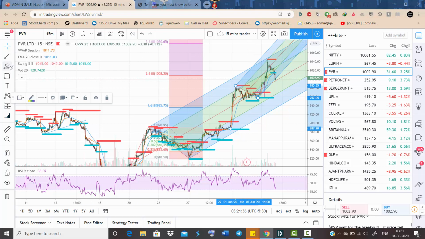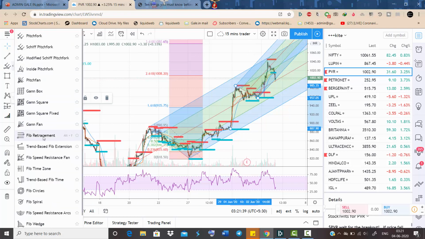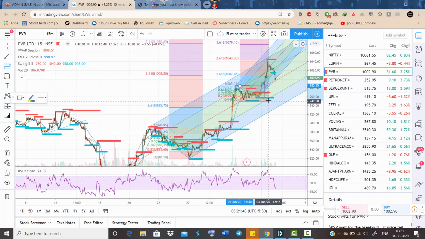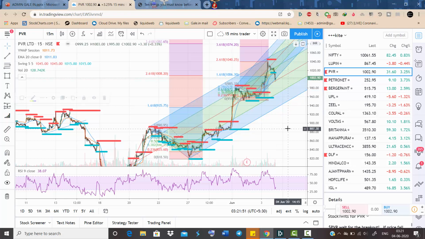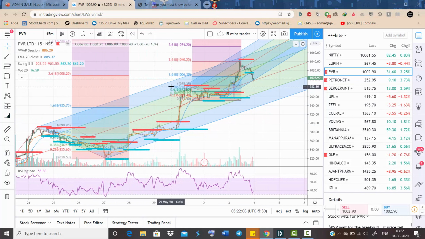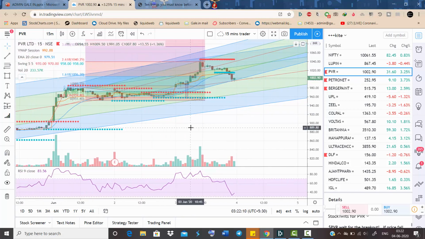Once we draw the pitchfork, then we have to draw Fibonacci retracement connecting these 2 points. To give a better insight, we'll connect these lows instead of connecting this. Connecting this will not give a proper channel, so we'll try to give some width to this median line. So now we'll zoom in for our intraday trade.